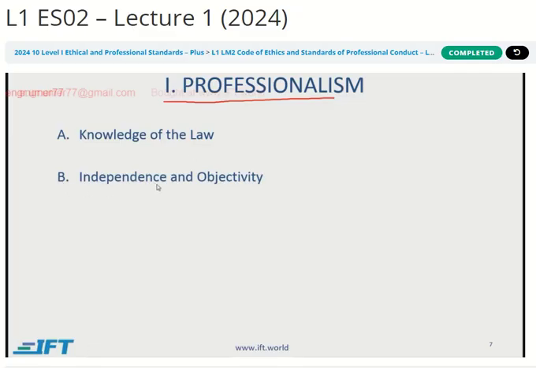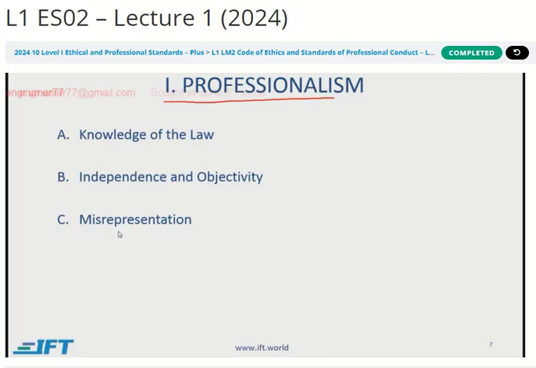1B is independence and objectivity. Essentially here, this means that you must maintain independence and objectivity in your professional activities. You must not offer, solicit, or accept any gift, benefit, compensation, or consideration that reasonably could be expected to compromise your independence and objectivity or someone else's independence and objectivity.